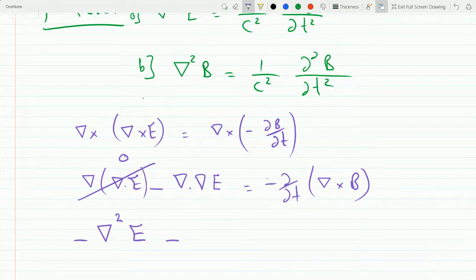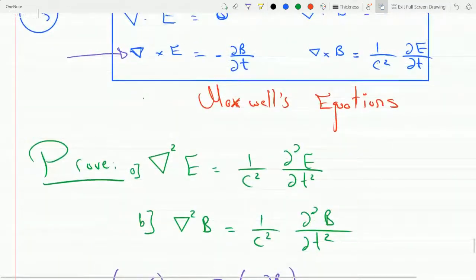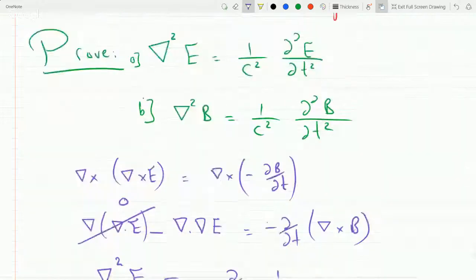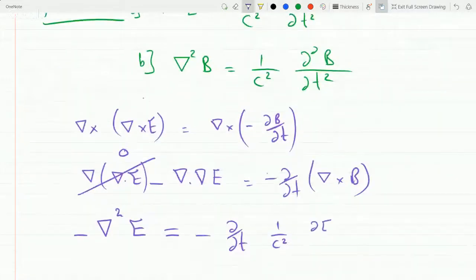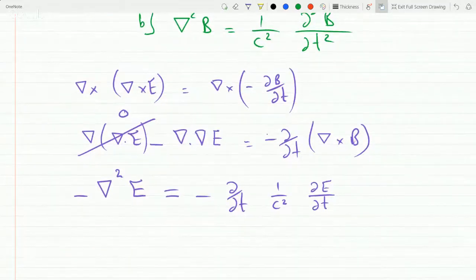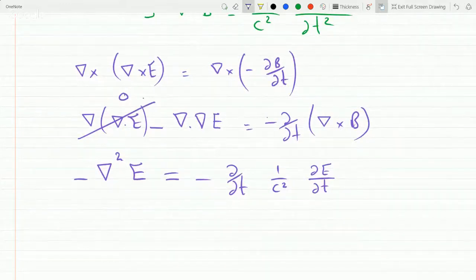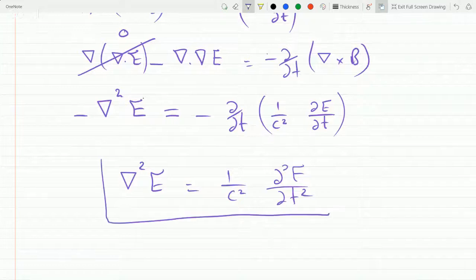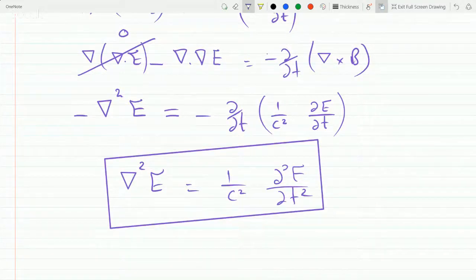del squared E equals minus d over dt, and from the fourth equation, the curl of B is 1 over c squared d over dt. And yeah, so the minus sign goes away, and we get our identity that says this can go out, 1 over c squared, d over dt of dE over dt is just d squared E over dt squared. This proves that it satisfies the wave equation.